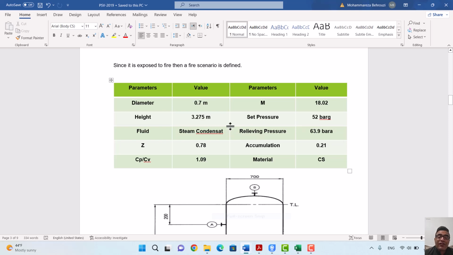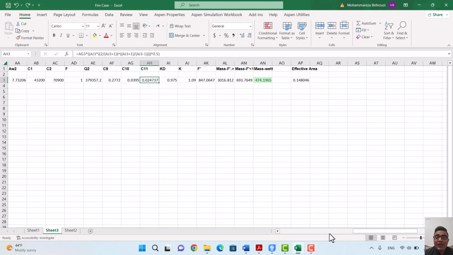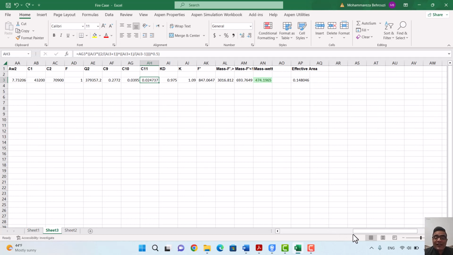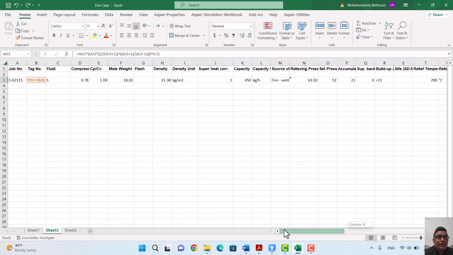But before calculating relieving pressures, I'm going to introduce you to the Excel sheets that I developed during my project. This is the Excel sheet that I developed for fire cases, including unwetted and wetted surface areas for different vessels. For our case here, I've extracted the data from my project. Don't worry about this one. We're going to create the Excel sheet from scratch, from the starting point to the end point. After that, you can customize the Excel sheet for your applications.